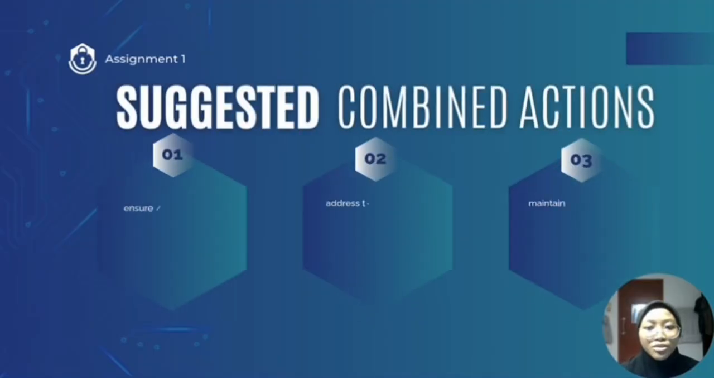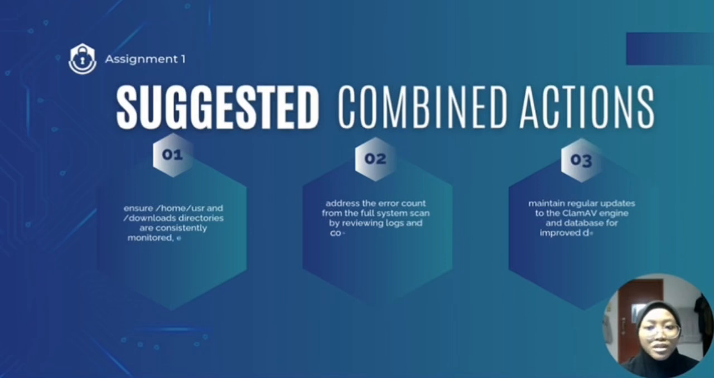Okay, so now we will move on to suggested combined actions. First, we can ensure the home user and downloads directories are consistently monitored, especially when new files are added. Second is to address the error count from the full system scan by reviewing logs and conducting follow-up scans with elevated permissions. And the last one is to maintain regular updates to the ClamAV engine and database for improved detection capabilities across all scans.